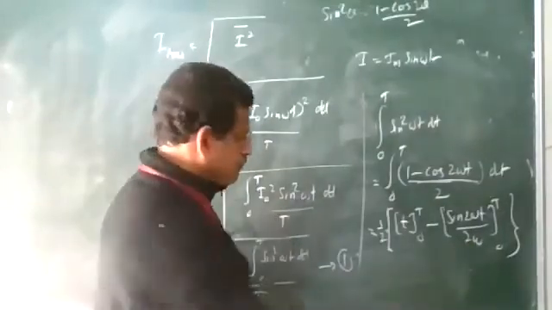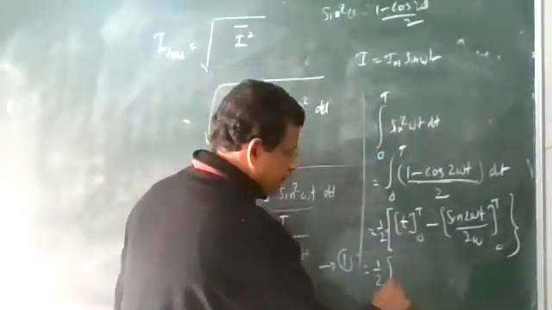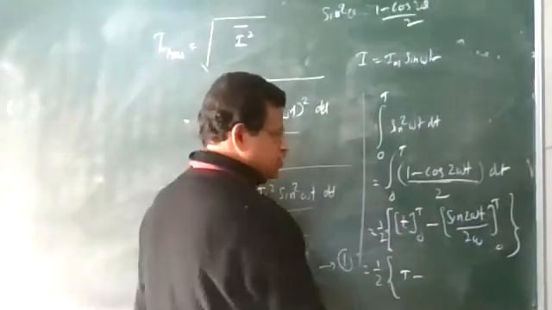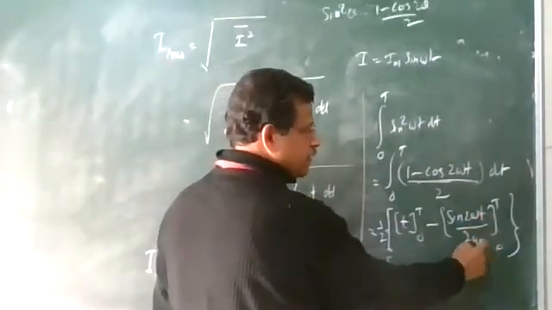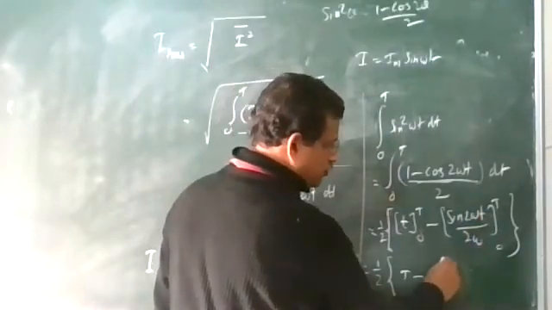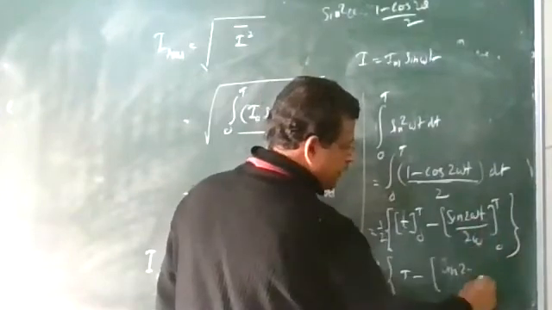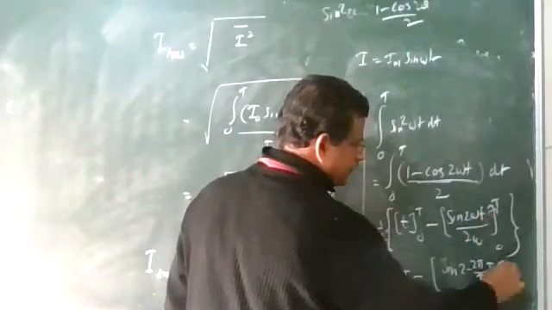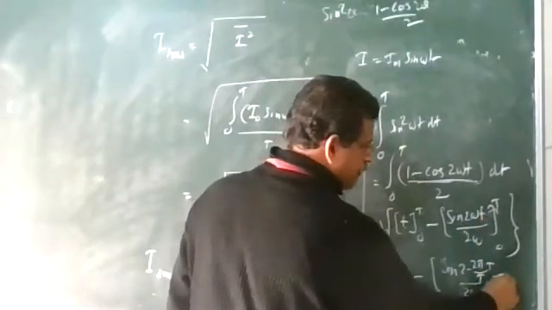Apply the limits. Half of t minus 0, t minus sin 2 omega t divided by 2 omega. That will be equal to the limits bracket I am signing. 2 omega is 2 pi by T. Small t is replaced by capital T, divided by 2 omega minus sin 0.